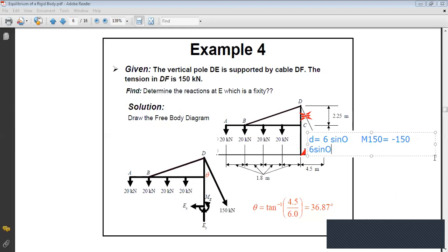So I obtained the same result I did previously, because previously what I did is that M150 is equal to the X component, which is 150 sine theta, times the distance, which was 6. So at the end, I will obtain the same result if I do any of the two methods. Okay. And now, once you replace in your equation, you can get the moment E. Any question on this?